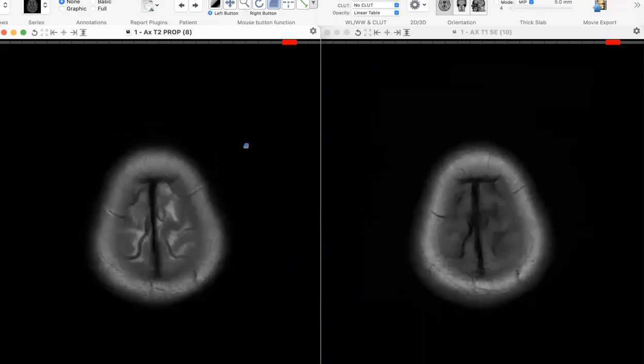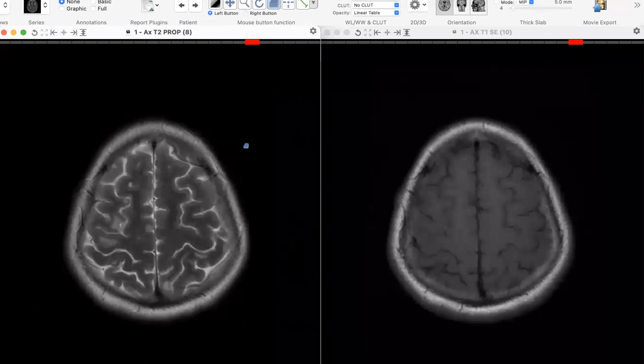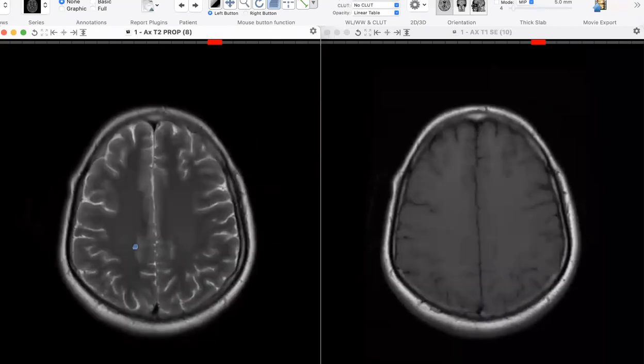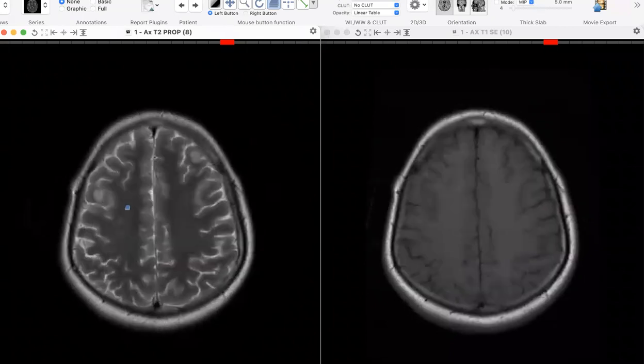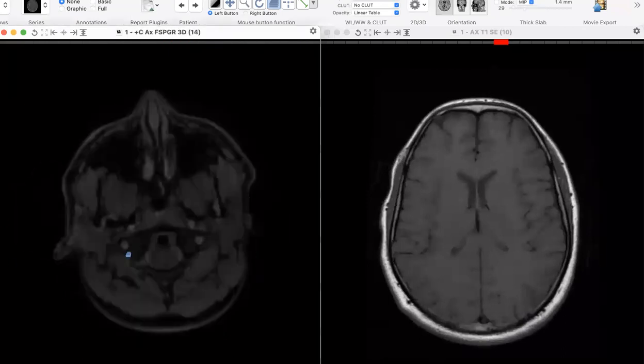So the obvious abnormality that I can find is foci of abnormal signal intensity in the high right parietal lobe, which appear to be isointense on T1 and hyperintense on T2. Similar signal abnormalities are also seen in the posterior part of the right frontal lobe. Right. Any other sequences you would like to see? T1 contrast enhanced, if I may. Okay.